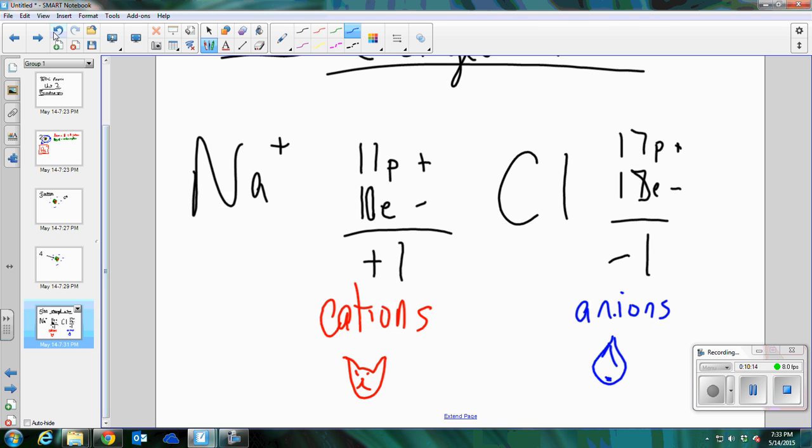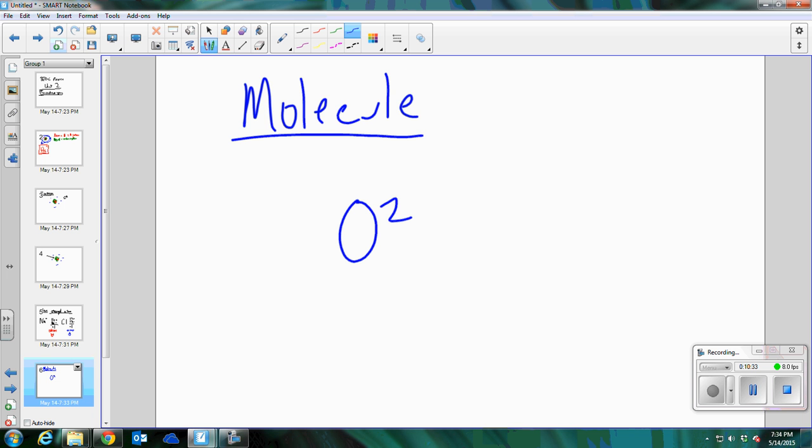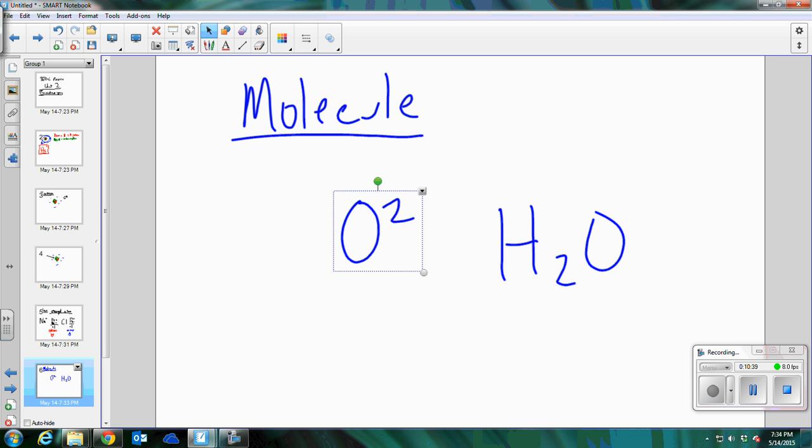A couple other terms. The term molecule. A molecule is formed when two atoms join together chemically. O2 is an example of a molecule. H2O is an example of a molecule. I don't know why I put that 2 up there. All right. Compounds are formed when two different atoms, at least two different atoms, join together.